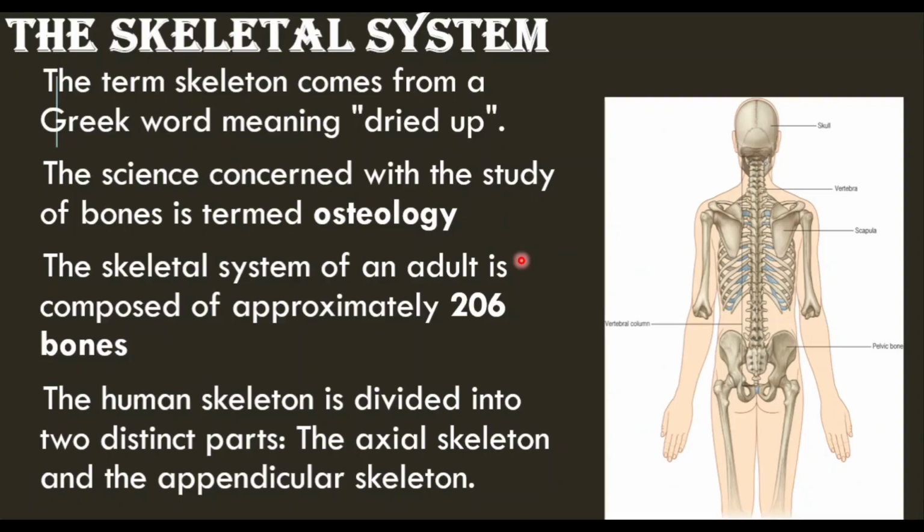The next system we'll be talking about is the skeletal system, and for me this is the easiest system in the body. The term skeleton comes from a Greek word meaning dried up, and the study of bones, because the skeletal system is made up of bones, is called osteology. There are approximately 206 bones in the human body. This human skeleton is divided into two distinct parts: the axial skeleton and the appendicular skeleton.